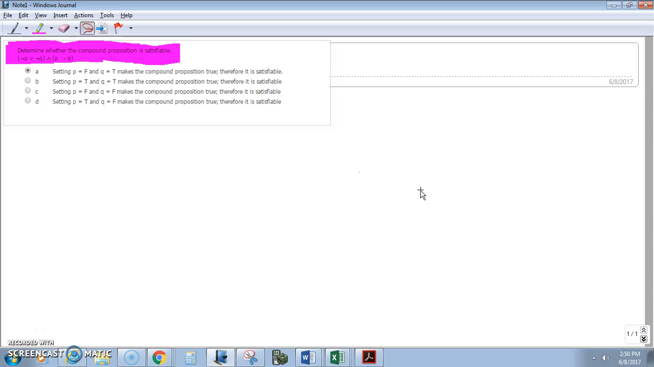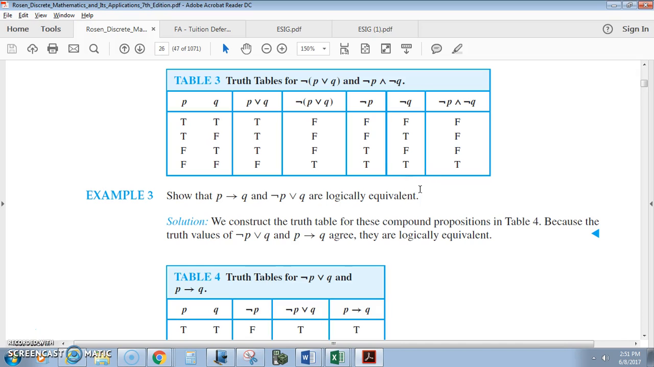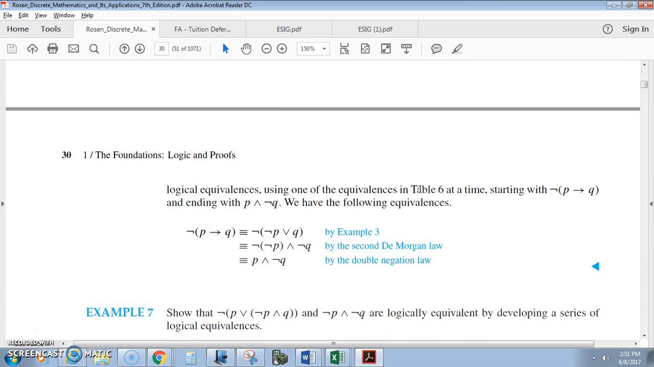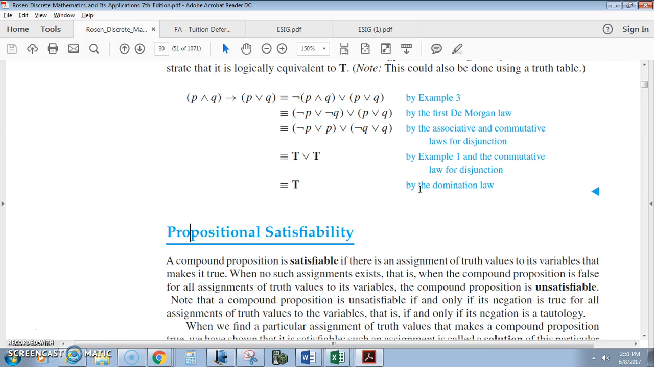Hi guys, the question I picked to post was on my mastery exercises, and it was this one on satisfiability, and it's asking to determine whether this compound proposition is satisfiable. So I went back and I read through, and you guys can pause this if you want. And I read through satisfiability here, okay.